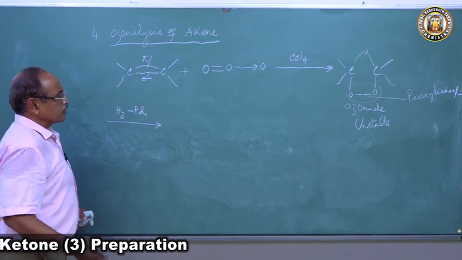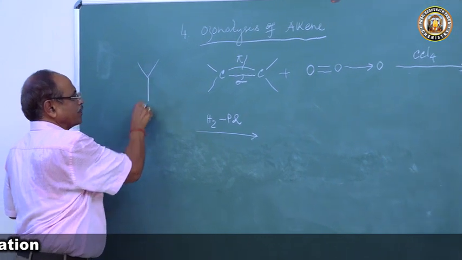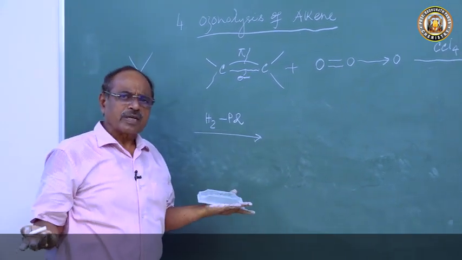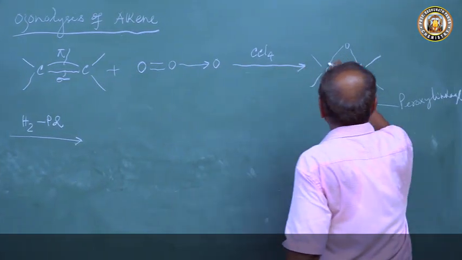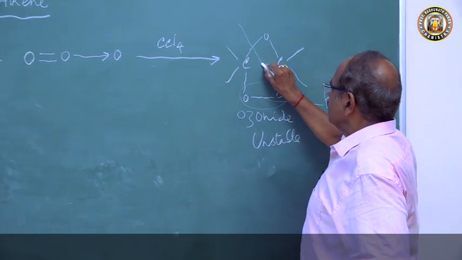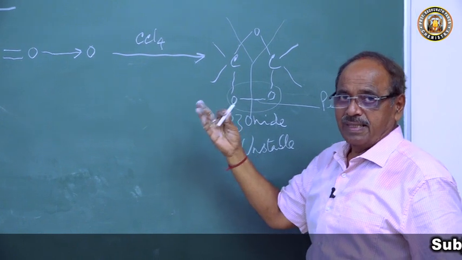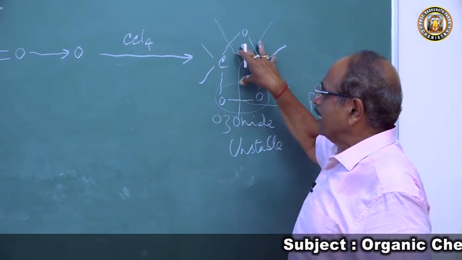Now I can tell you, children, always remember that it breaks in a Y bend. If you remember this Y bend, you can write the product very easily. Y bend means Y. Now you write Y here. So this will break, and this will break like this. You put the Y on the ozonide.